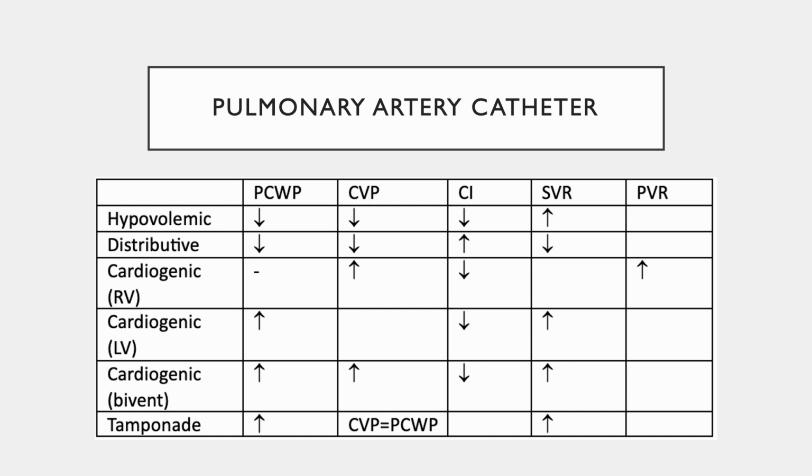This table summarizes the hemodynamic profile based on the different indices obtained from a PA catheter. Of note, PA catheterization is not usually required in straightforward causes of hypovolemic or distributive shock, shown in the first two lines. The CVP as well as the pulmonary capillary wedge pressure are useful indices to differentiate between right and left-sided cardiac dysfunction.